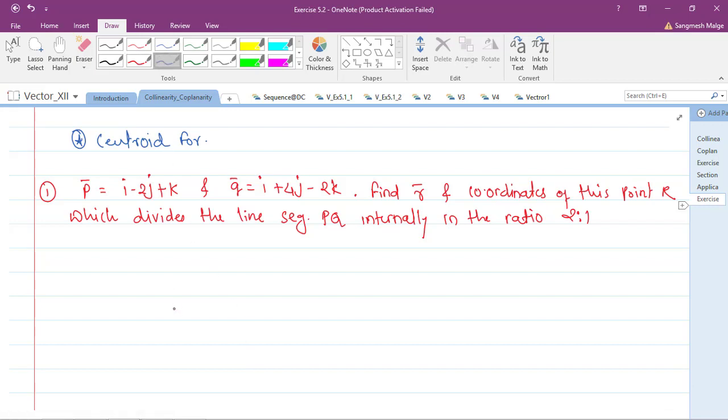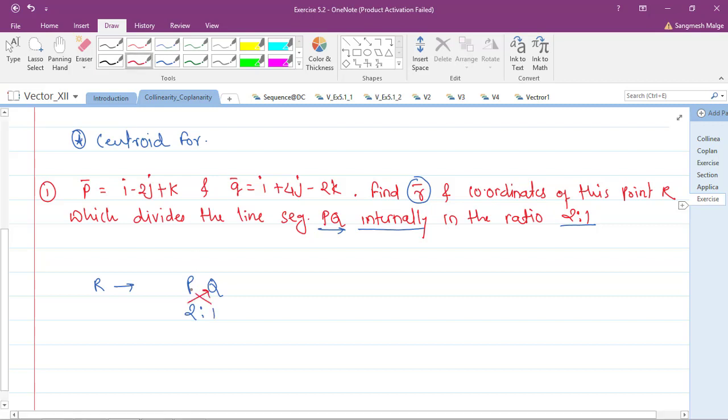So what are the important points we can take out from this question is, see, first one is internal and this is m is to n. We have to find out the coordinates of this R point, and it is dividing the segment PQ. Make a note that the direction is P to Q. So how to write, or the trick you can have here is what? The point R is dividing the segment PQ in the ratio 2:1. So what our trick says, do the cross multiplication.